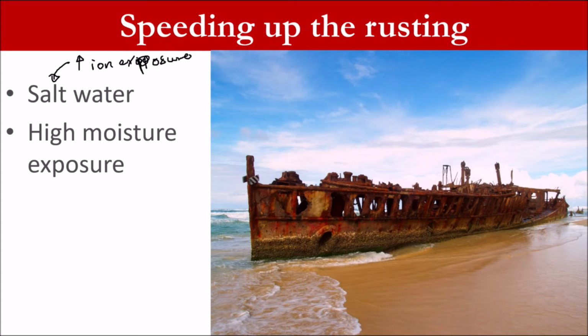and it also allows for more ions to attach themselves onto the metal, causing this corrosion process to go on much faster. So these are the two things you want if you want to increase rusting: high contents of salt in water and a high moisture exposure, essentially just having a lot of water. And obviously in that case, there must also be a presence of oxygen gas dissolved in that water.